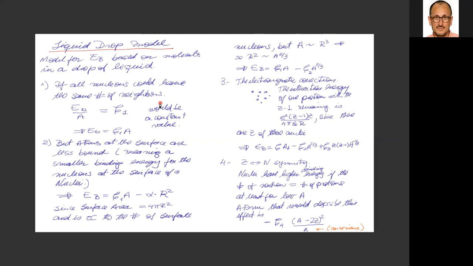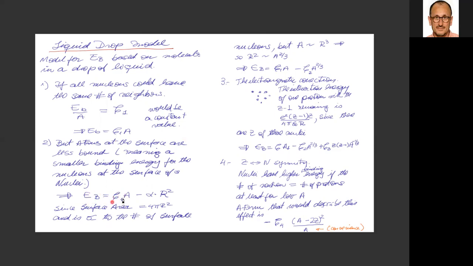Okay, so we can correct the number that we have just proposed by something that is proportional to the surface, because the surface area of the nucleus is proportional to the number of particles on the surface, obviously, because they have a finite size. So this is what I do. I got the binding energy before.